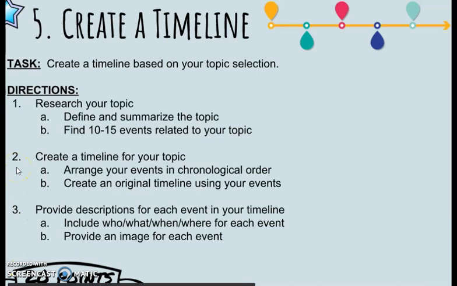Step 2 will take place after you've found your 10 to 15 events. You need to arrange them in the order that they happened. You will then need to create an original timeline using these events.